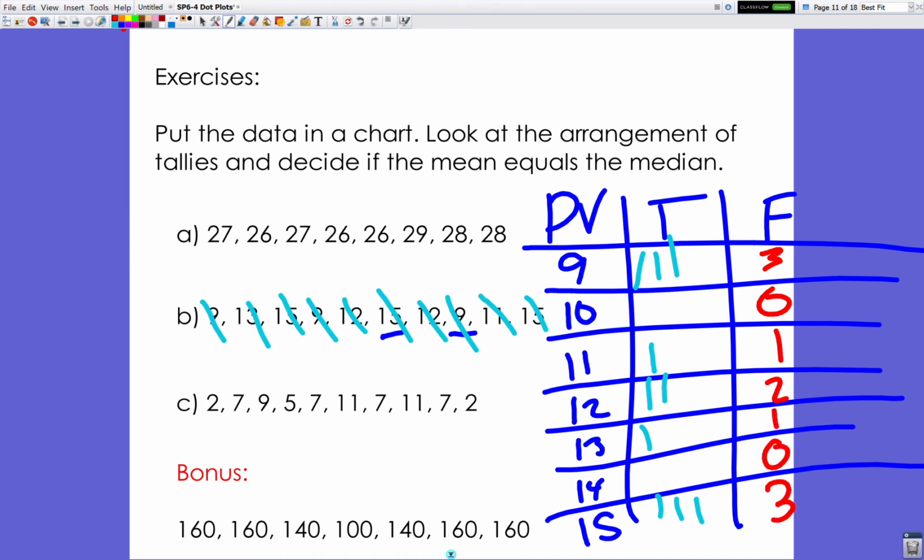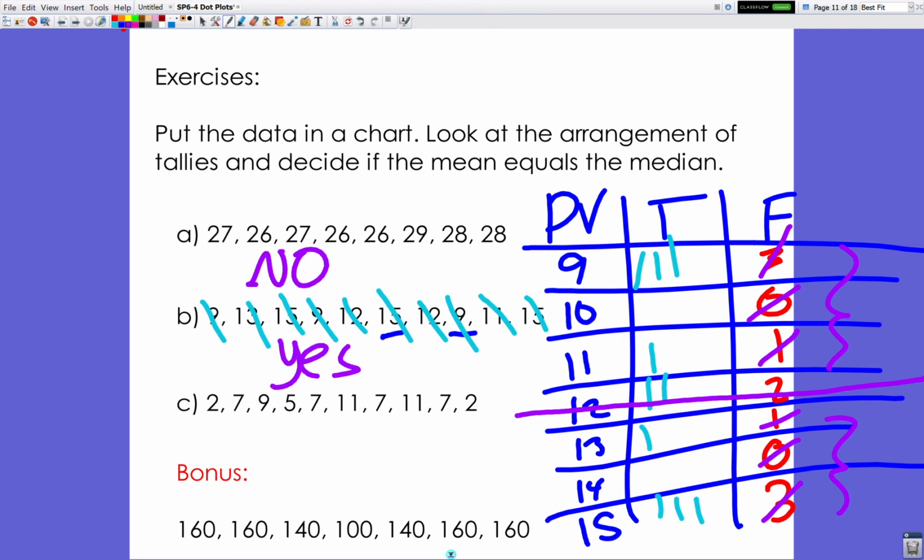So looking at these, working from the outside in, I can do 3 from the max, 3 from the min. Meaning my largest value has 3 and my smallest value has 3. Going inward, 0 and 0, so it's still balanced. Continuing to go inward, 1 and 1. So that means that this is a symmetrical data set because this right here is my center point and it's completely the same on both sides. So we had no for A, but yes, the mean and the median will be equal on B.